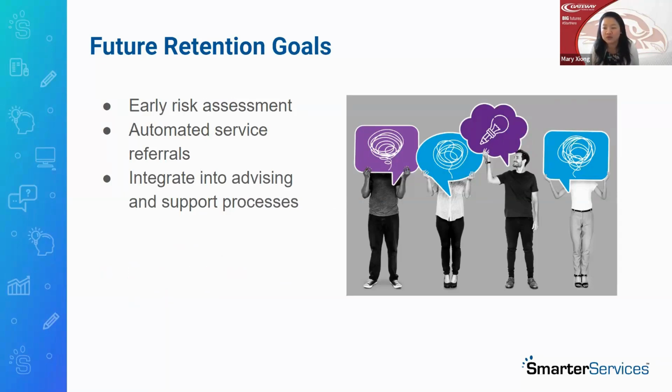Also, automated service referrals, so that it's not by person connection alone, but automating it through maybe our advising system or maybe our Ellucian system somehow, so that it can automatically send an email to a student or a contact or support system person for that student right away. And also looking into integrating into advising and support processes.